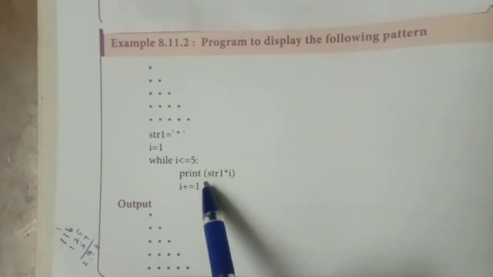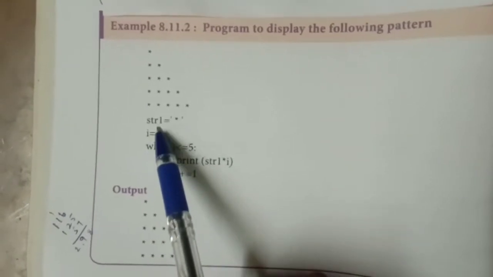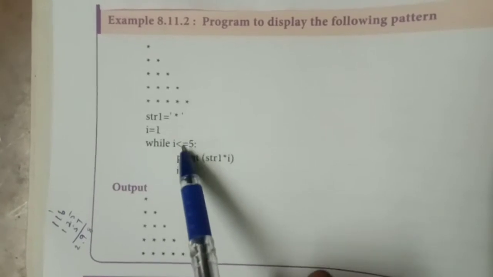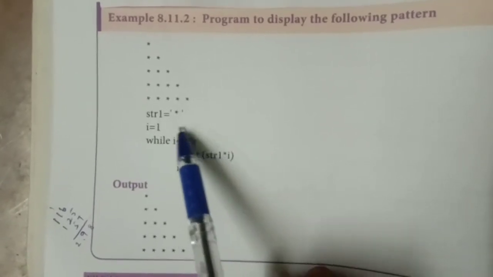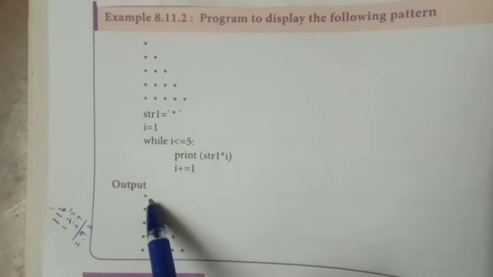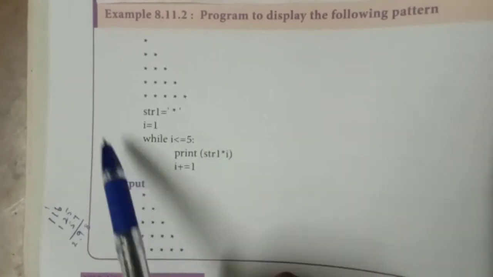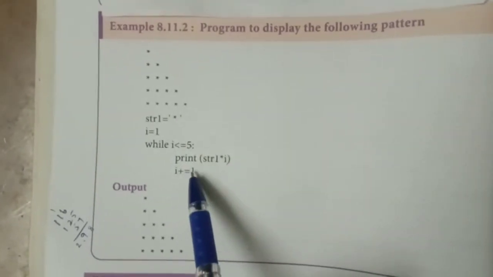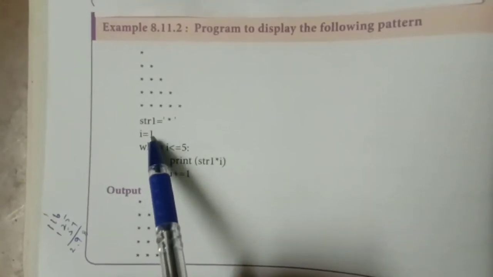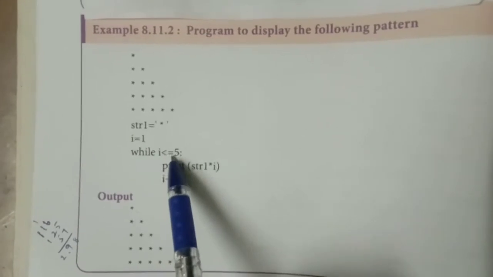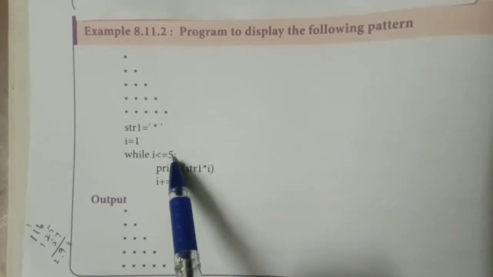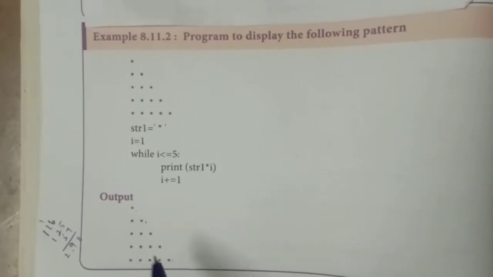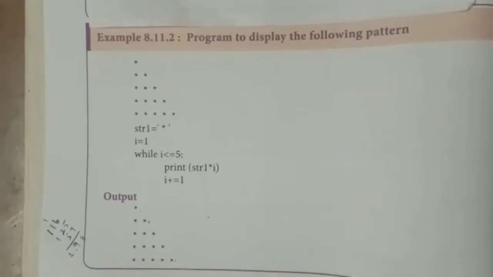So when you execute this program, it will come inside the while loop and check the condition. 1 is less than or equal to 5. If the condition becomes true, asterisk will be printed one time. Then for the second loop, the I value changes to 2, that is I plus equal to 1. 2 is less than or equal to 5, the condition becomes true, and asterisk will be printed 2 times. This is the way of printing the pattern.